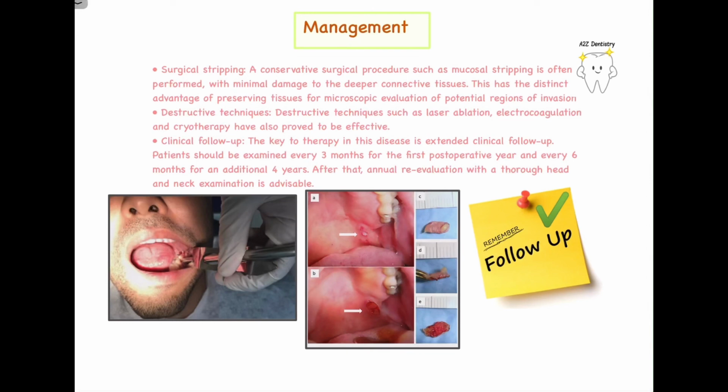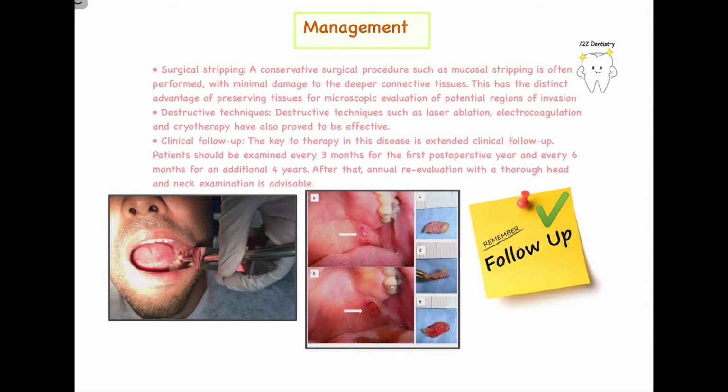Apart from it, our next management technique is certain destructive techniques. Destructive basically here pertains to the fact that we are directly removing our carcinomatous cells, right? So this includes laser ablation, electrocoagulation and cryotherapy. After giving all these therapies, our next goal is to have a long term follow up. It is very necessary that we monitor these lesions very closely. Even after we have removed it, there are chances of relapse.